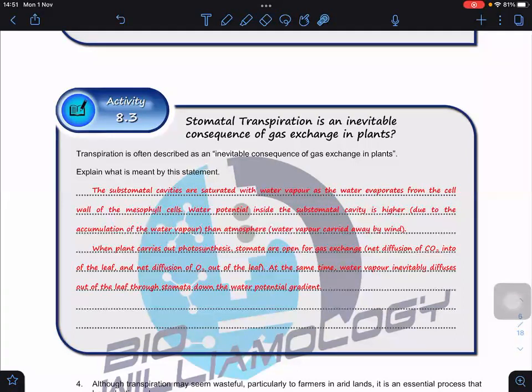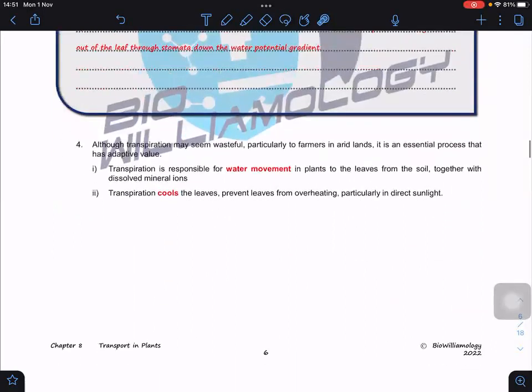When the plant carries out photosynthesis, the stomata are open for gas exchange, so that we allow a net diffusion of CO2 into the leaf and a net diffusion of O2 out of the leaf. And why? Because of photosynthesis. So at the same time, when the stomata open, water vapor inevitably diffuses out of the leaf through the stomata down the water potential gradient. So can plants stop it? No, plants can't stop the transpiration process, as long as they want to carry out gas exchange. But the thing is, do plants want to stop it or not?